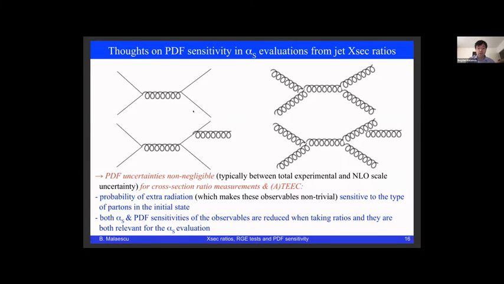Basically, there's a competition between two effects when asking the question, what will be the final PDF uncertainty for an alpha S extraction? It's true that this observable reduces the PDF sensitivity, but it also reduces the sensitivity to alpha S. So in some cases, one of the effects wins; in some cases, the other, as you have seen in the previous examples.